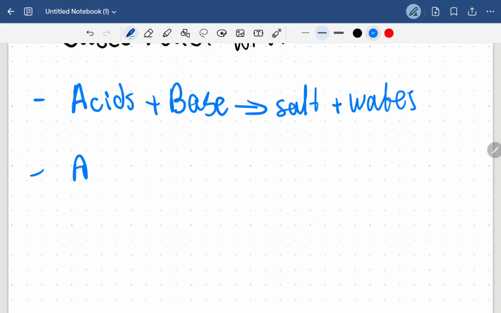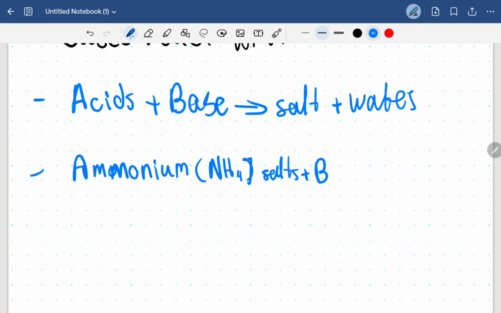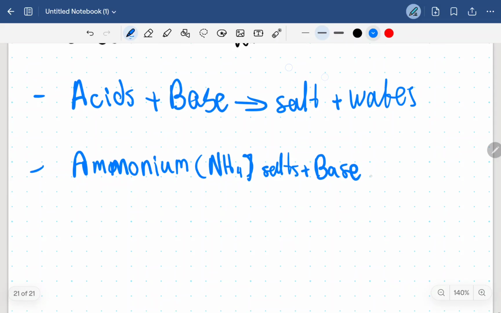And they react with ammonium salts. So when you see ammonium, which is NH4 by the way, salts plus base form ammonia, known as NH3 in chemical form terms, plus salt plus water.